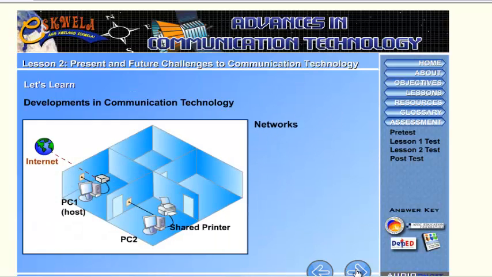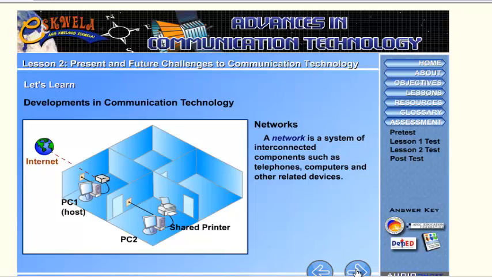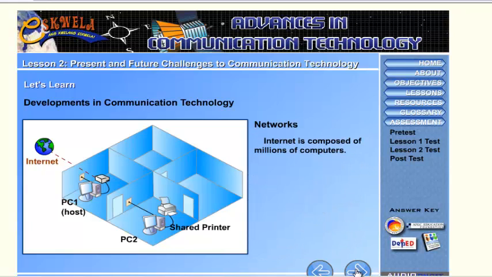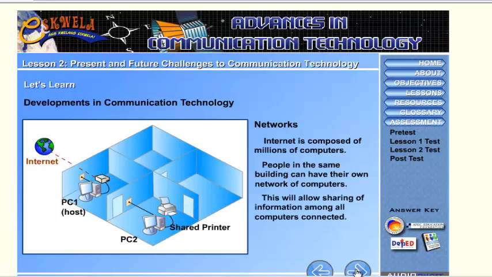Networks. A network is a system of interconnected components such as telephones, computers, and other related devices. Networks such as the Internet allow exchange of electronic information. Networks can be large or small. The Internet is composed of millions of computers. People in the same building can have their own network of computers. This will allow sharing of information among all computers connected.